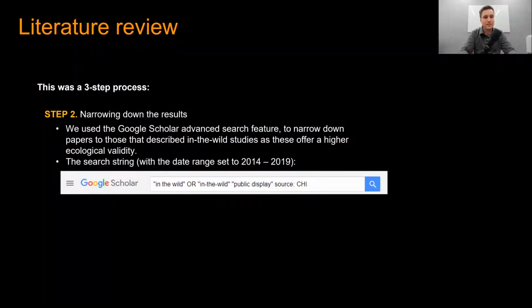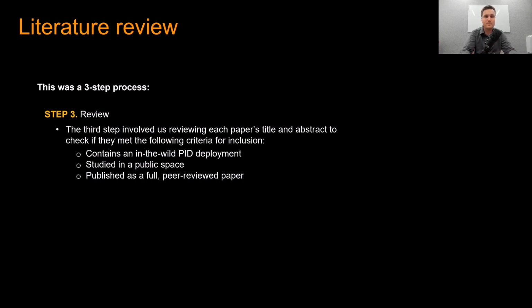In the second step, we used the Google Scholar Advanced Search feature to narrow down papers to those that described in the wild studies, as these offer a higher ecological validity. This also allowed us to confine the results to certain venues. This step resulted in 145 papers across 5 venues.